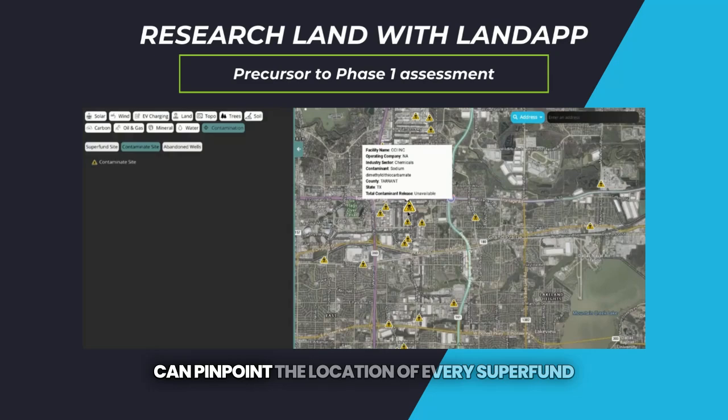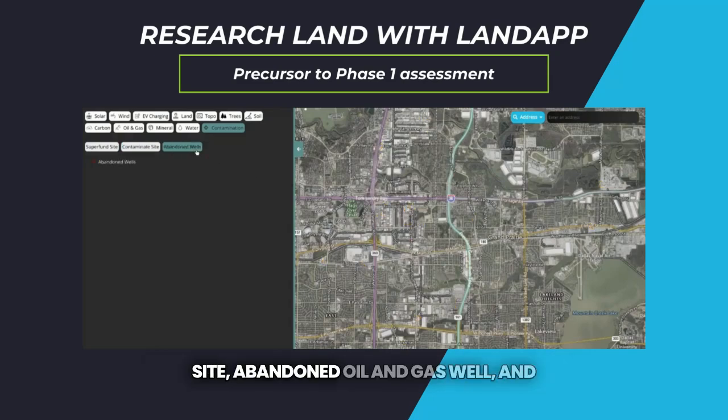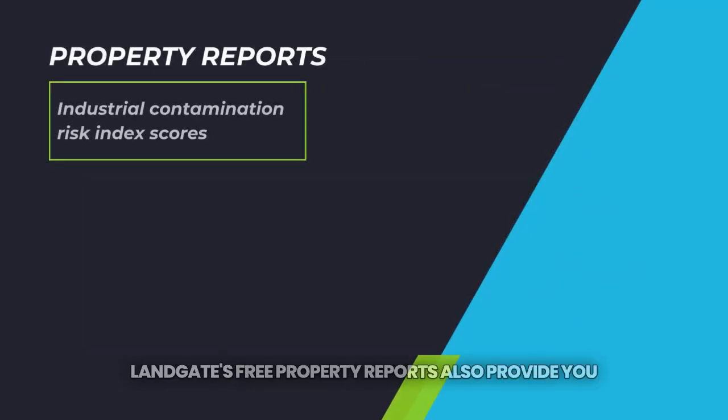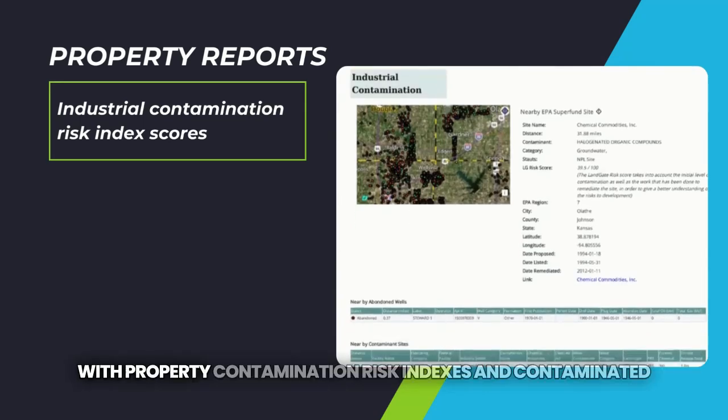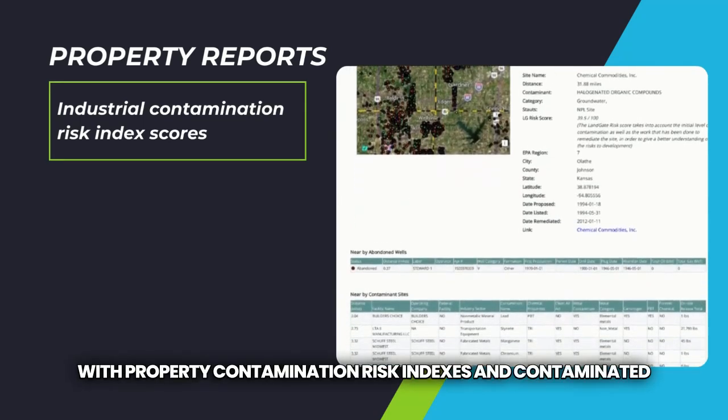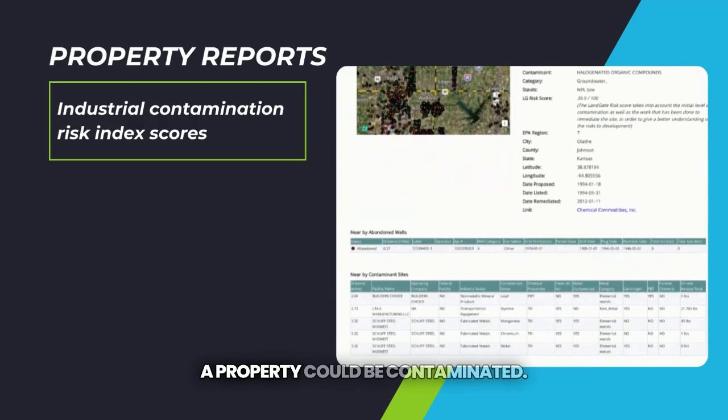With LandApp, you can pinpoint the location of every Superfund site, abandoned oil and gas well, and contaminated site across the country. LandGate's free property reports also provide you with property contamination risk indexes and contaminated site data to let you know if a property could be contaminated.